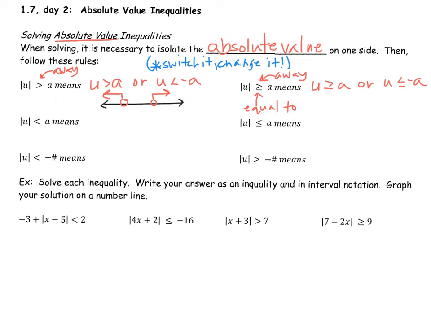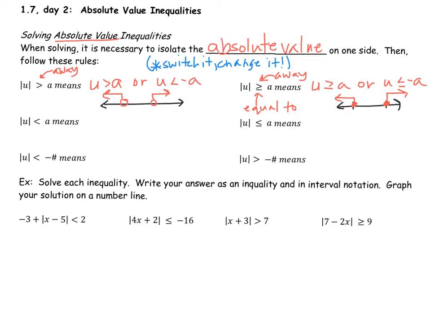On your number line, because of that rule, you'd have whatever your answers are for the right-hand side. They're going to be equal on the number line, so it's a closed dot. But then because the arrow points away from the absolute value, the arrows will point away from each other on the number line.